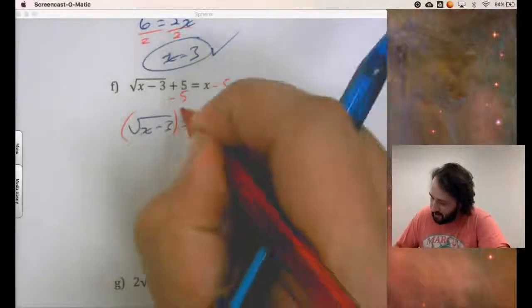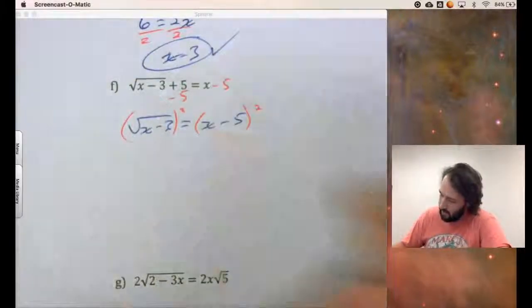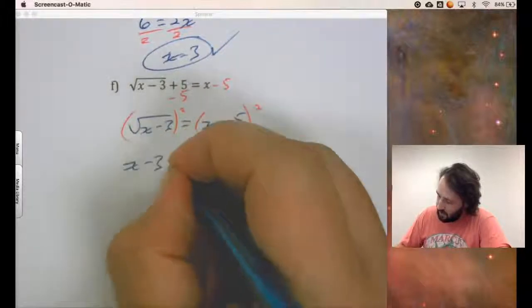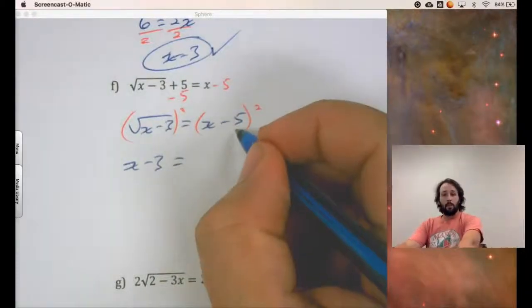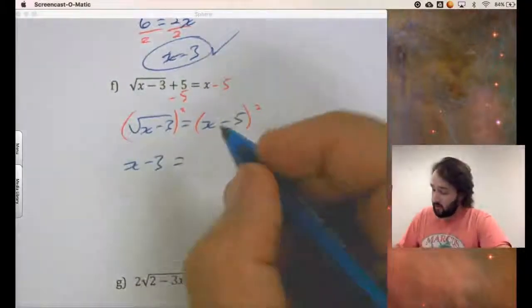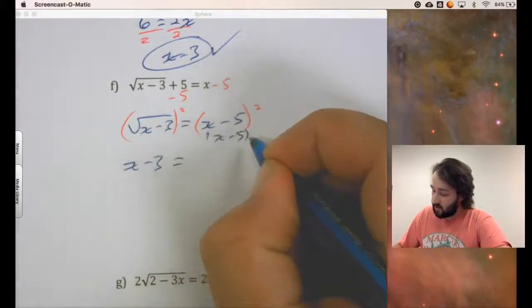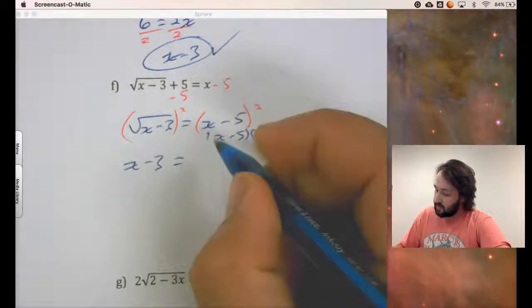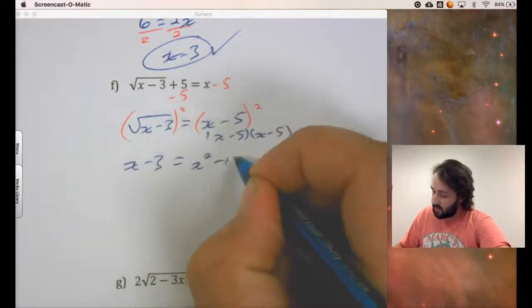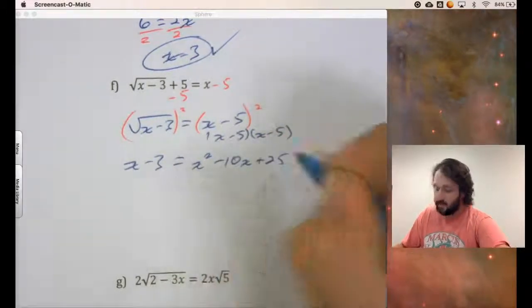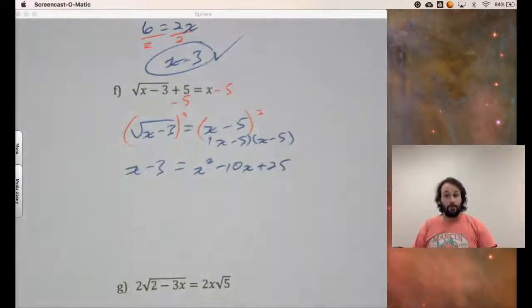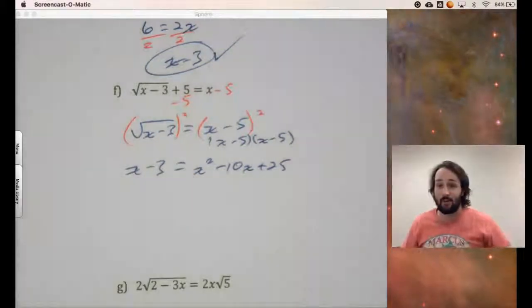Square both sides. x minus 3 equals, remember, x minus 5 squared. You have to multiply this out. x minus 5 times x minus 5. So that would give me x squared minus 10x plus 25. So, we have a quadratic.